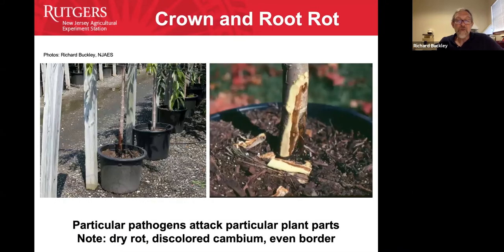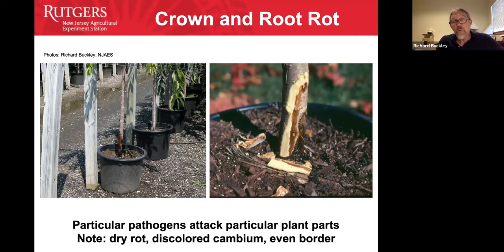Here's another example, crown and root rot caused by Phytophthora. Your eyes are drawn in this picture to the left down to the base because it's a cherry and it's bleeding a little bit. But that's not wet and water soaked. That's just sap, because that's what cherries do.